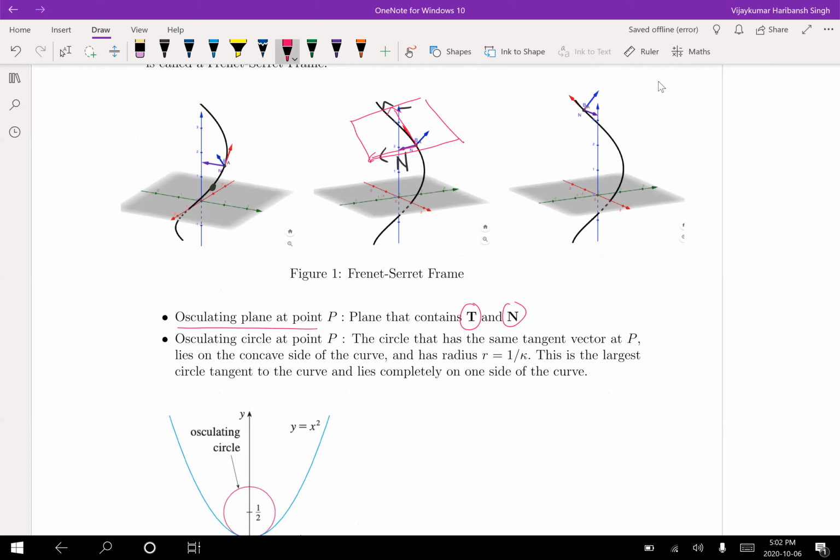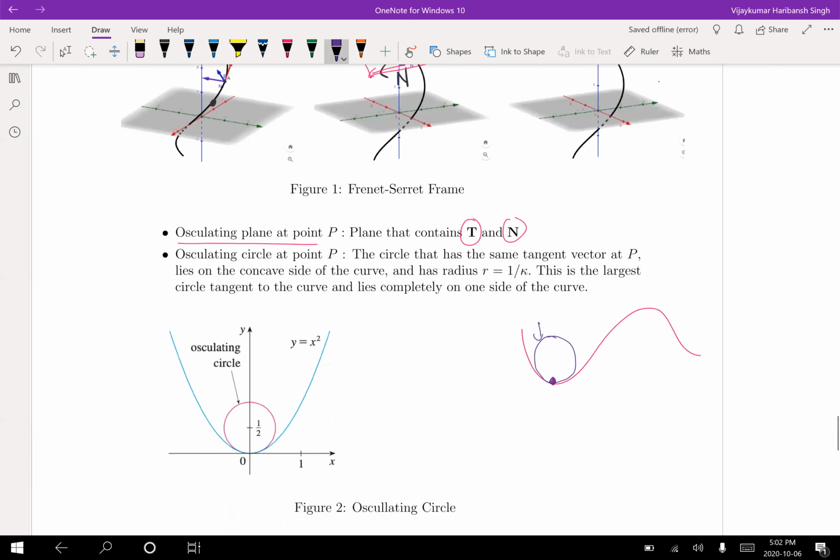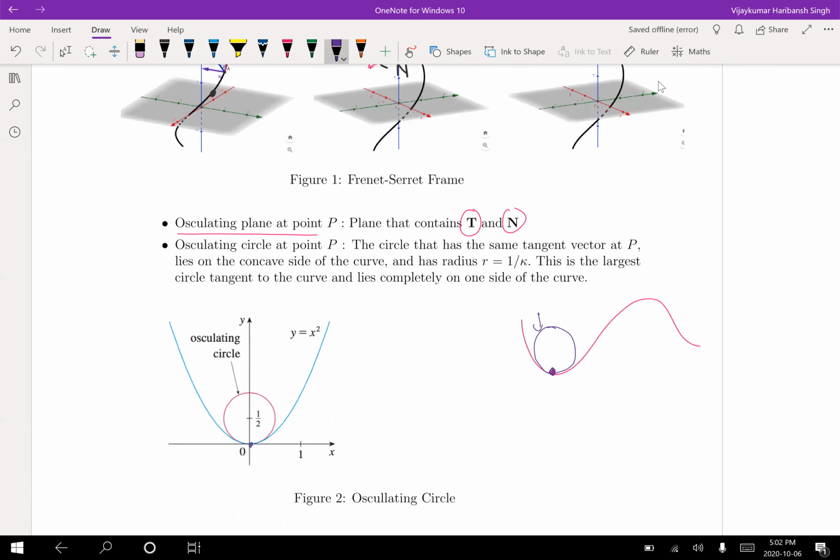Now, similarly, we have an osculating circle. If you look at any curve like that, at any point P, you look at the concave side. There are two sides, so look at the concave side. The concave side is here. And then you draw the largest circle which will fit. This is the osculating circle. For example, here at this point 0, this is the largest circle which can fit inside, just touching at this point. Such a circle is called an osculating circle.